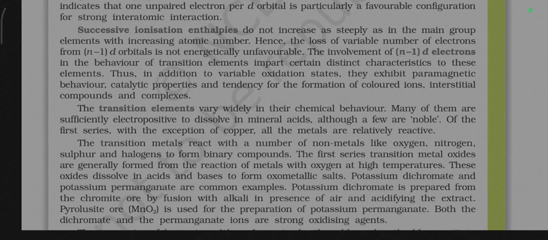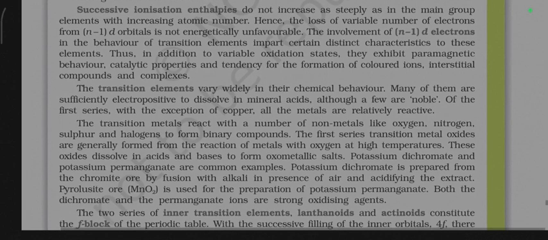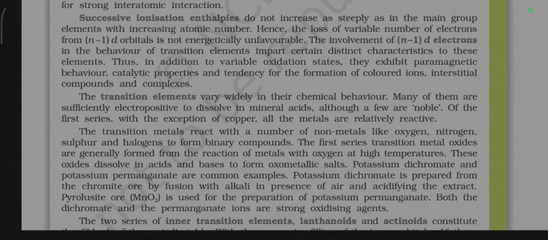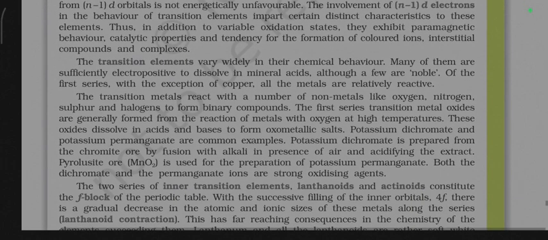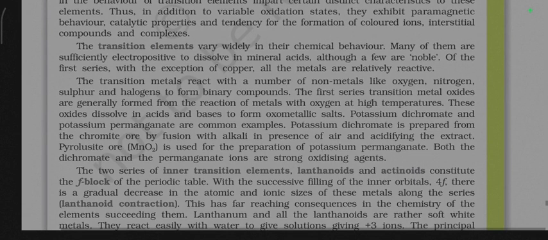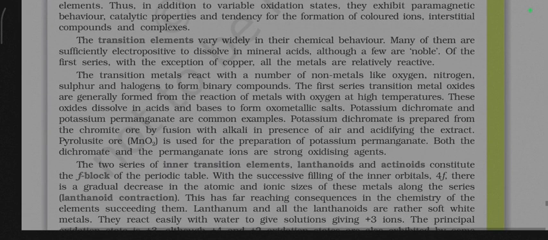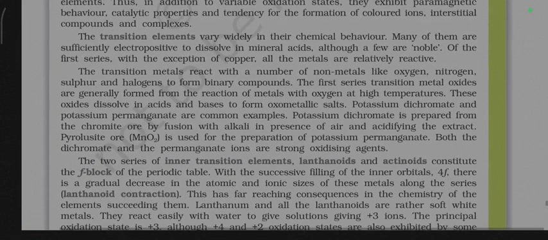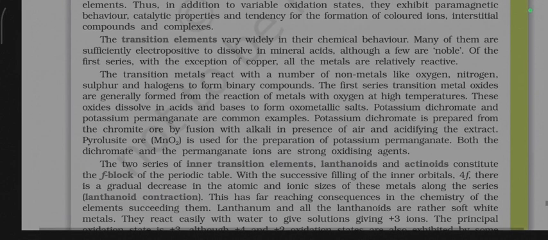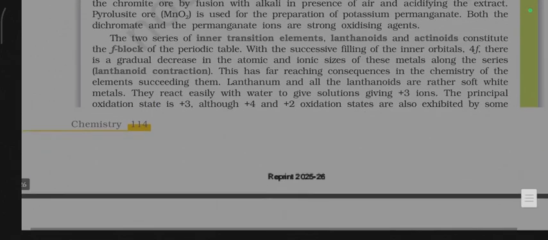for strong interatomic interaction. Successive ionization enthalpies do not increase as steeply as in the main group elements with increasing atomic number. Hence, the loss of a variable number of electrons from (n-1)d orbitals is not energetically unfavorable. The involvement of (n-1)d electrons in the behavior of transition elements imparts distinct characteristics to these elements. Thus, in addition to variable oxidation states, they exhibit paramagnetic behavior, catalytic properties, and a tendency toward the formation of colored ions, interstitial compounds, and complexes.